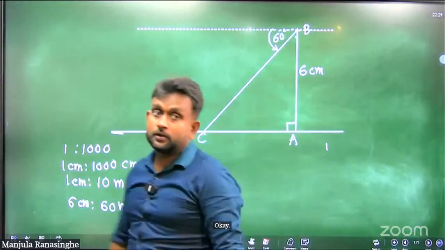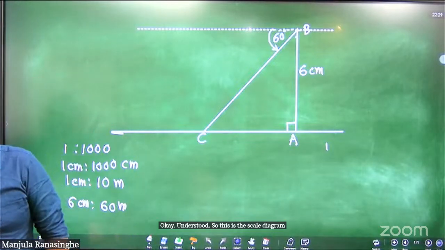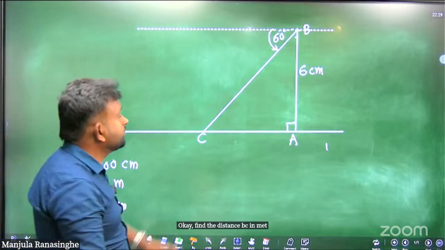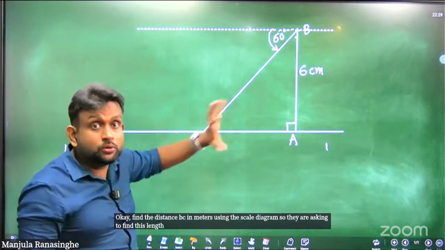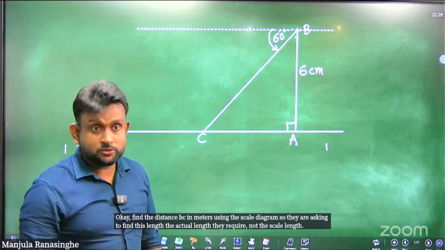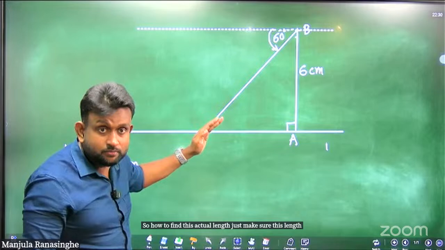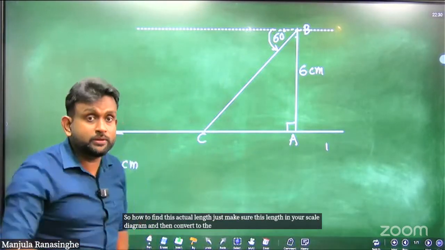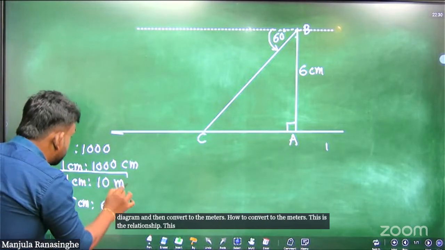Understood? So this is the scale diagram you drew. Okay, find the distance BC in meters using the scale diagram. So they are asking to find this length, the actual length they require, not the scale length. So how to find this actual length? Just measure this length in your scale diagram and then convert to the meters. How to convert to the meters? This is the relationship. This is what you need to find out.